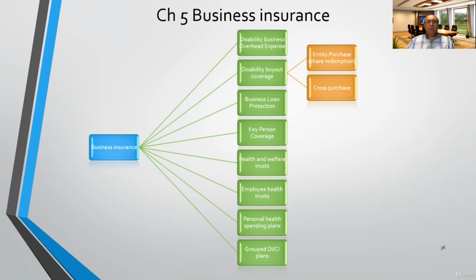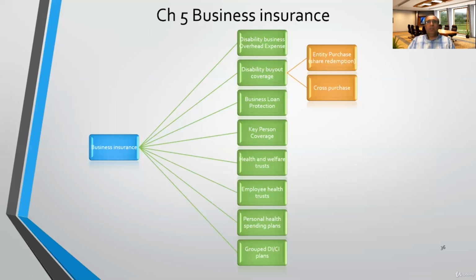Then key person coverage. For example, a chef in a restaurant is a key person. If that chef becomes sick or disabled, then you're going to have trouble with the business, so it covers that person. Then we have health and welfare trusts, employee health trusts, and personal health spending plans. These are for the employees and also for the business owners, which will help keep the business afloat.